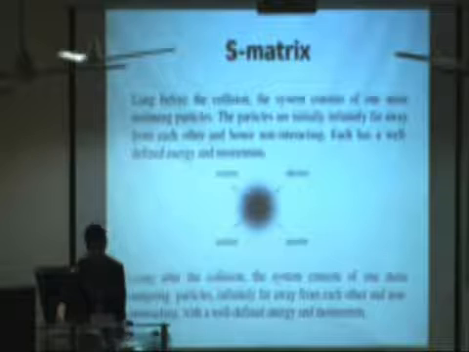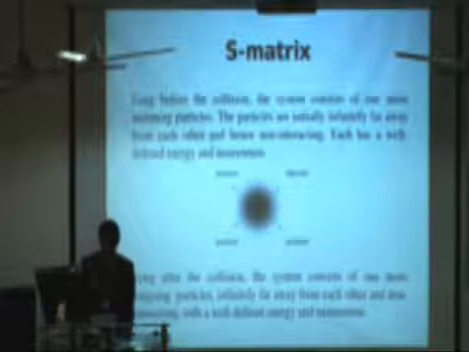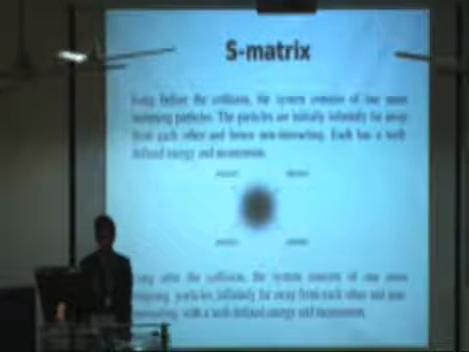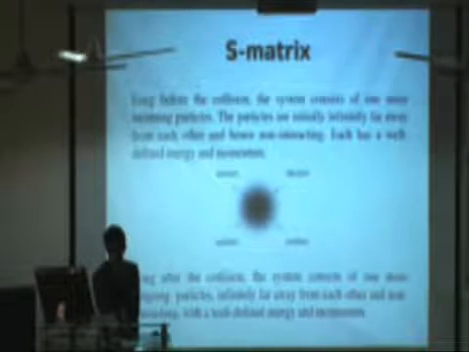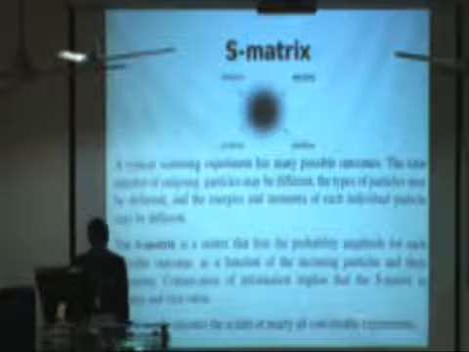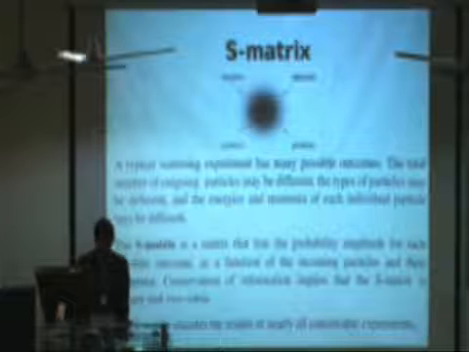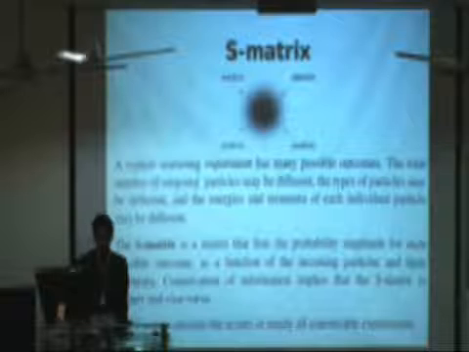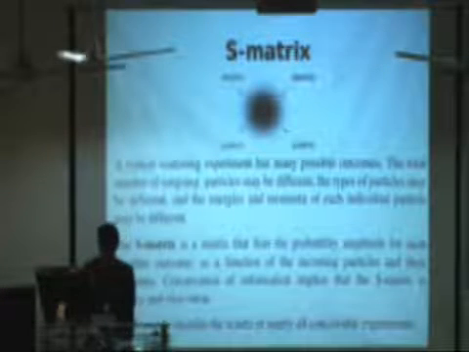The particles then collide, and we don't know what happens in between, where we use quantum mechanics. But long after the collision, the system again consists of one or more outgoing particles infinitely far away from each other and non-interacting, with a well-defined energy and momentum. So a typical scattering experiment has many possible outcomes. The total number of outgoing particles may be different from the incoming particles. The types of particles may be different, and the energy and momenta of each individual particle may be different. But the idea is we want to predict the results of these experiments.